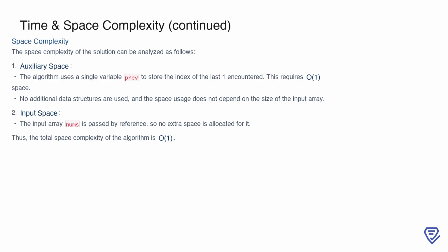Now, let's focus on the space complexity of this solution. The algorithm uses only a single variable, previous, to keep track of the index of the last one encountered in the array. This variable requires constant space, or O(1). Additionally, the input array nums is passed by reference, meaning no additional memory is allocated for it. Importantly, the algorithm does not use any extra data structures, such as lists or hash maps, whose size would depend on the input. Therefore, the space usage remains constant regardless of the size of the input array, resulting in an overall space complexity of O(1).